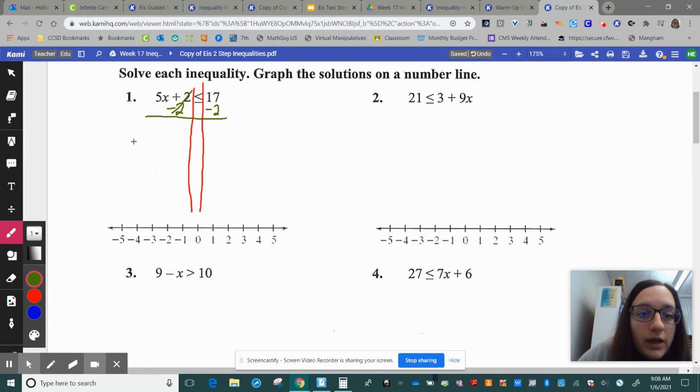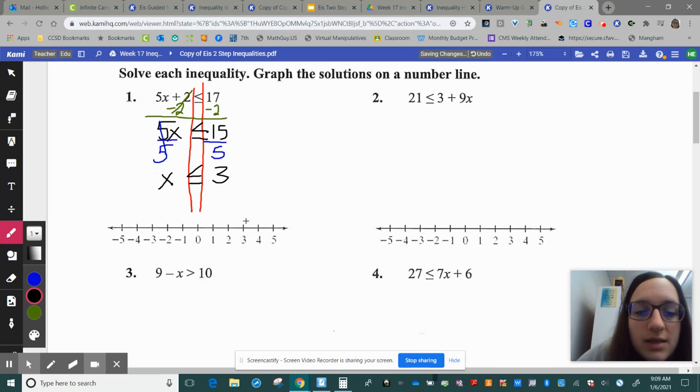Those 2's are gone. We are left with 5x, be careful, that's a less than or equal to symbol, 17 minus 2 is 15. All right, from here, since 5 is being multiplied by x, we can divide both sides by 5, which leaves us with 5 divided by 5, leaves us with 1x, less than or equal to 3.